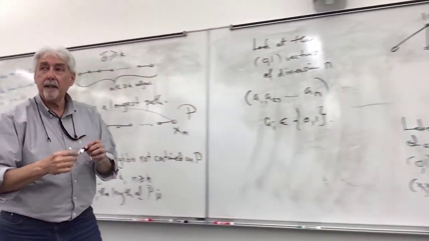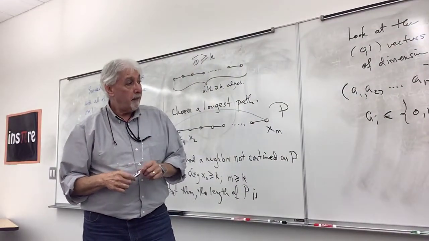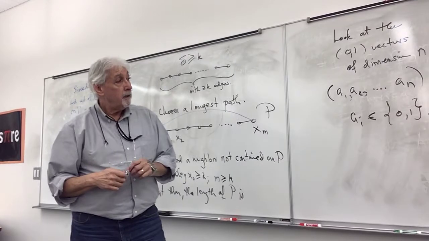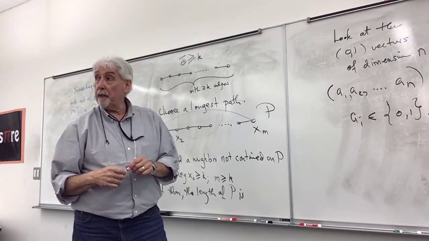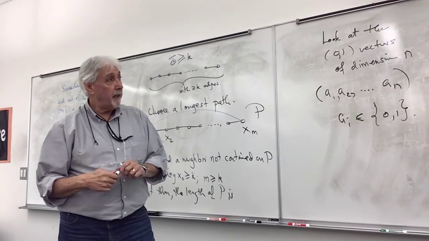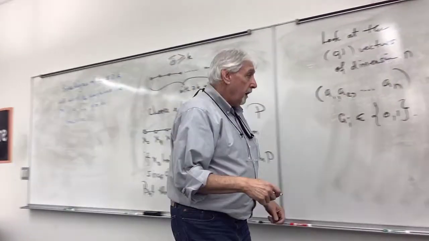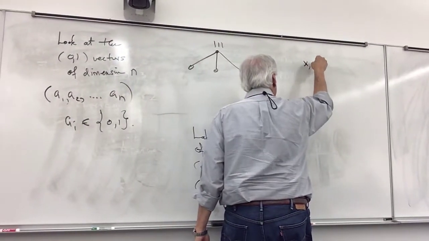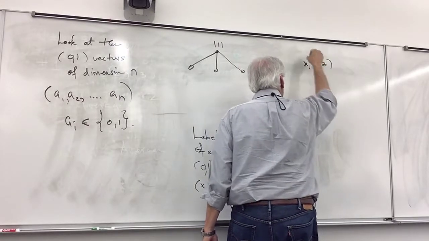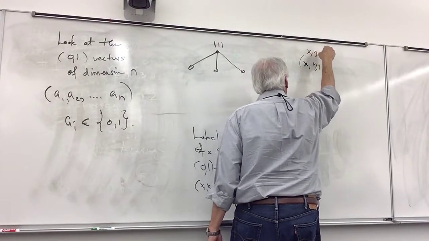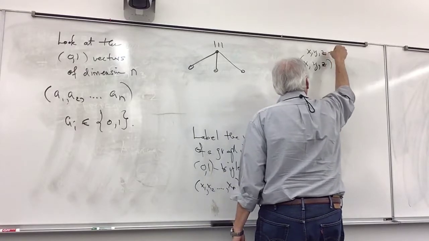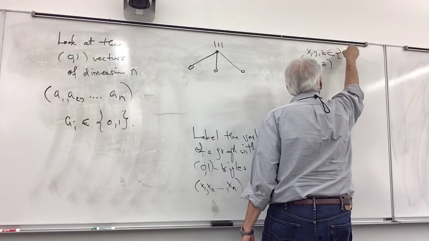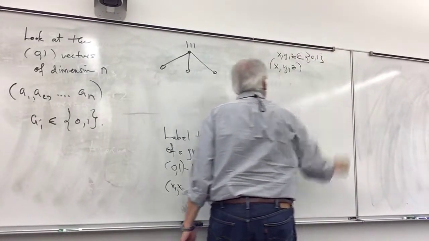Let's just look at the triples where n is 3. So I'm just looking at the case when n is 3. I'm going to label my vertices with x, y, z, where x, y, and z are either 0 or 1.